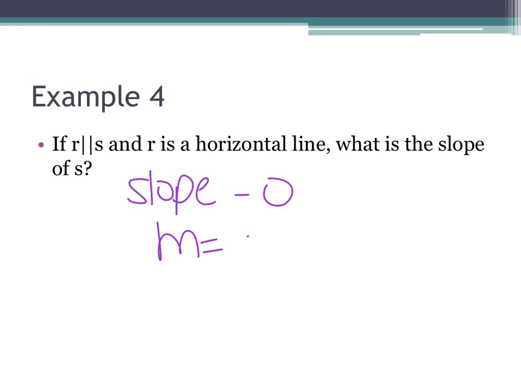or M equals 0. Okay, the other way to remember, like the horizontal and 0, is if you look at the word horizontal, it has the zeros in it. Okay, that should help you remember too.